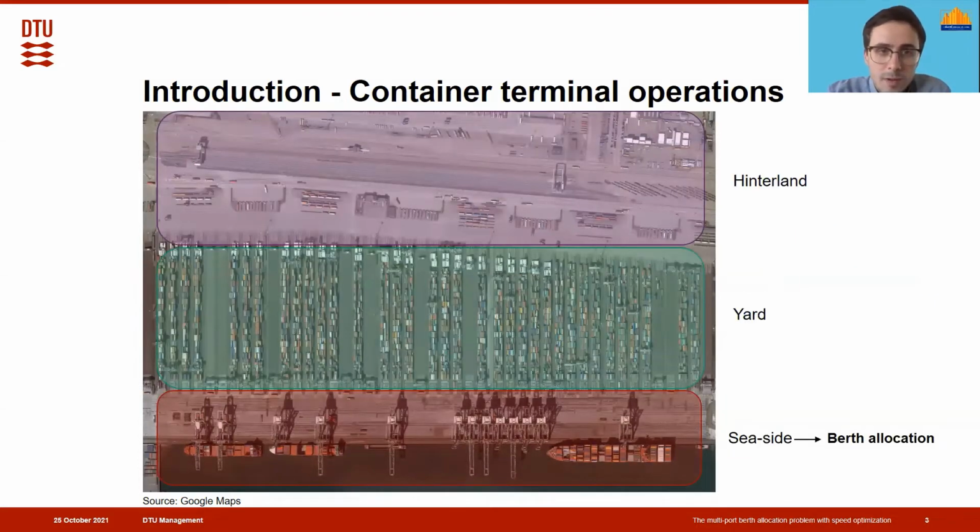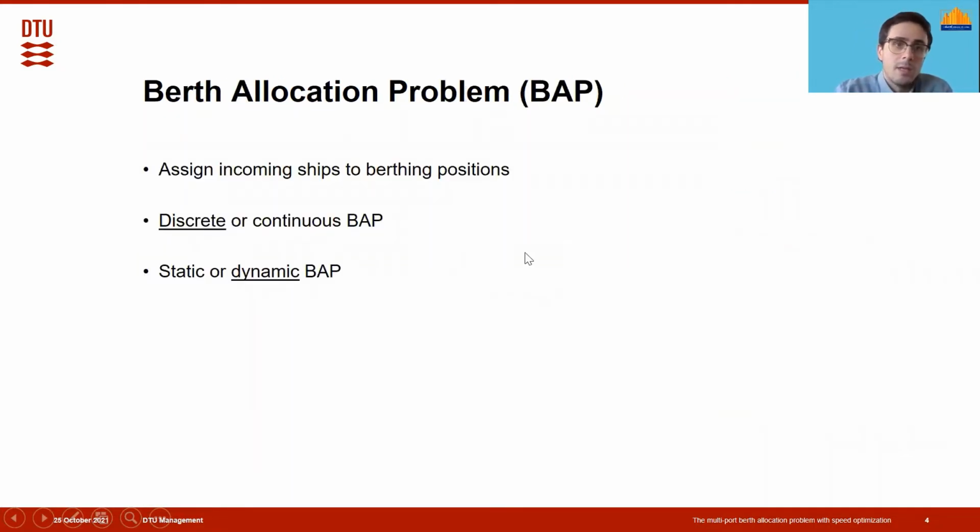Usually the operations are divided into three main areas, as the one you see in the picture, which are interconnected between them. In this presentation, we will focus on the seaside and one of the most important seaside operations, which is the berth allocation. Mathematically, the operation is formulated as the berth allocation problem, where the goal is to assign incoming ships to berthing positions along the quay.